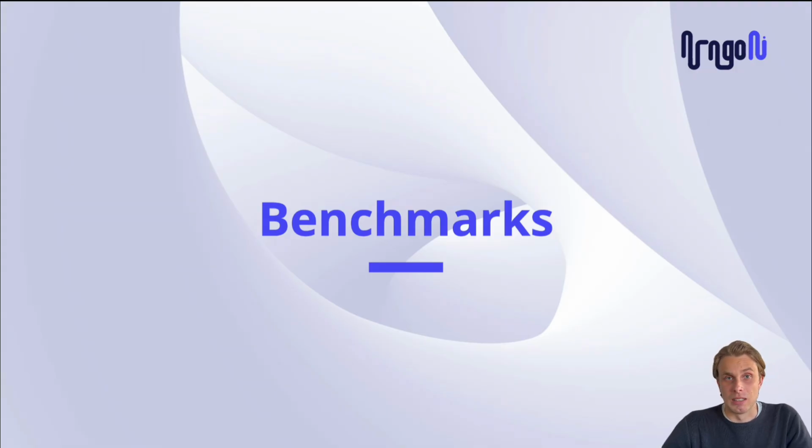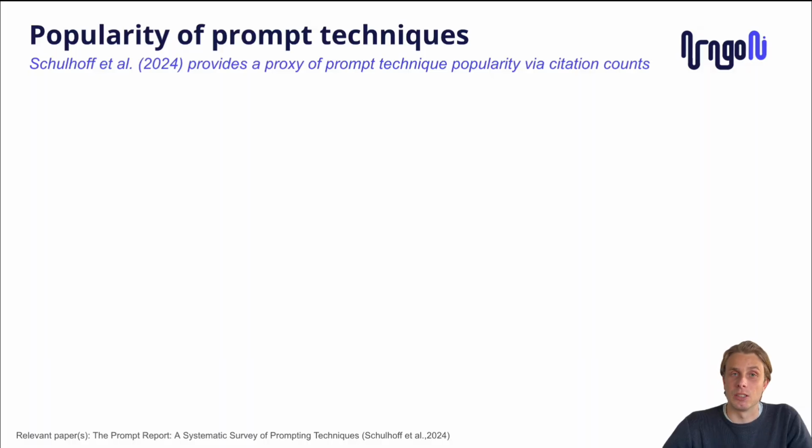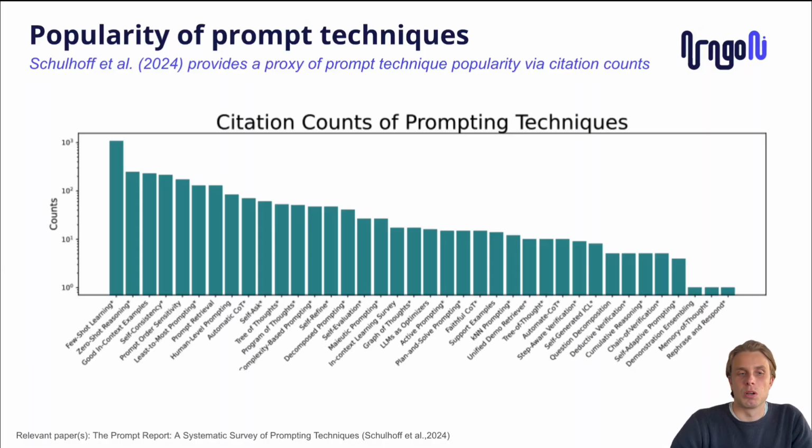So let's start by looking at a benchmark, and this is taken directly from that prompt report paper. What it provides us is a proxy of popularity by analyzing the citation counts of different prompting techniques. We'll be discussing most of the techniques in this chart here today. And it's worth noting that because it is this proxy of popularity, the more popular techniques are often popular because they have been more performant or have been more reliably used. So it's often a good idea to start with these more popular techniques before you branch off into more unique strategies.